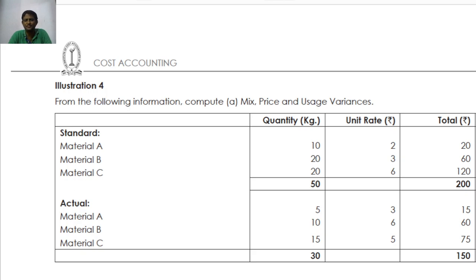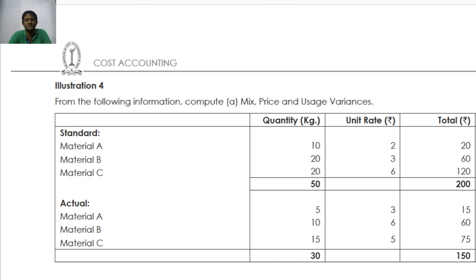But this is a very simple question. By reading the question itself you can tell me the answer. First, what is the question actually? Just compute mix variance, price variance, usage variance. Three things they are asking. One is mix, another one is price, another one is usage. From here itself you can answer it. Cost also you can identify, even price also easily you can identify.